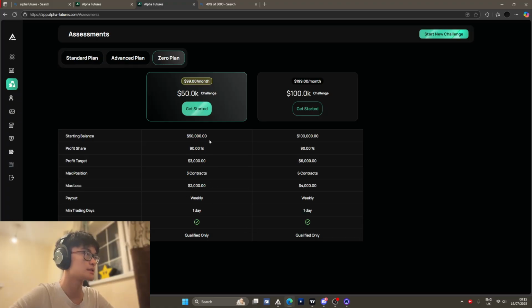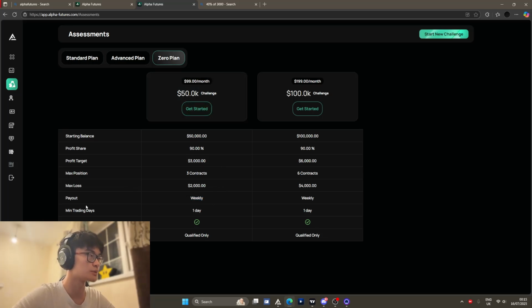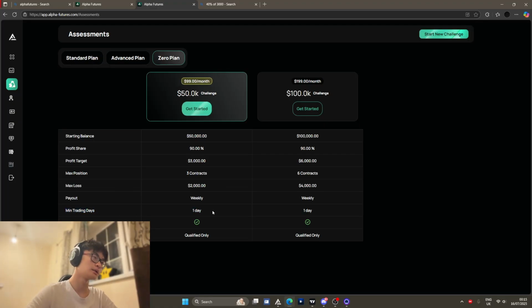And why is this? It's because of profit share, 90%. It just starts at 90% after you pass. Beautiful. Profit target 3k, normal, max position 3 contracts. Who's going to use more than 30 micros, right? Max loss $2,000, same. Payout weekly, which is usually pretty good. Normally it's bi-weekly, every fortnight. Minimum trading days 1 day, so you only need 1 day to pass the account.